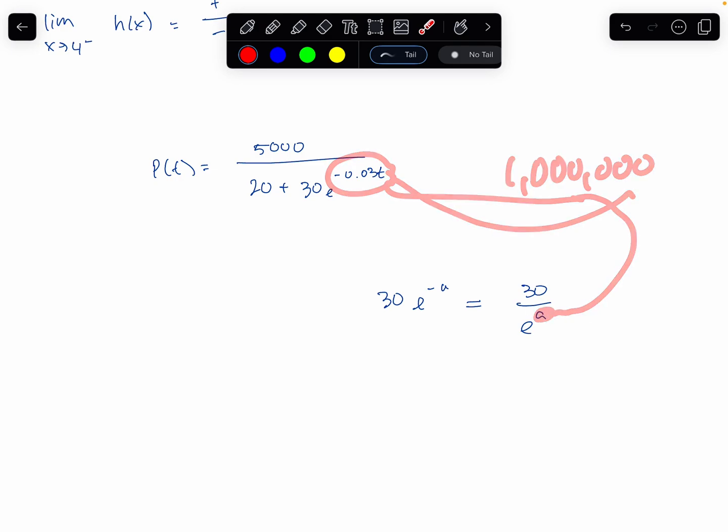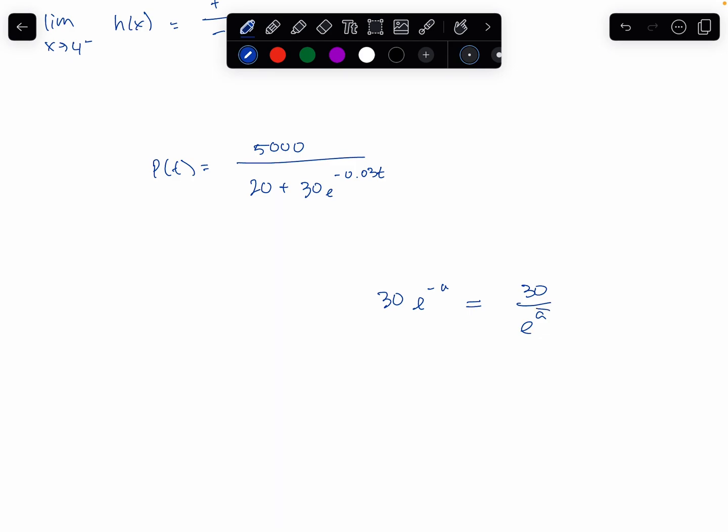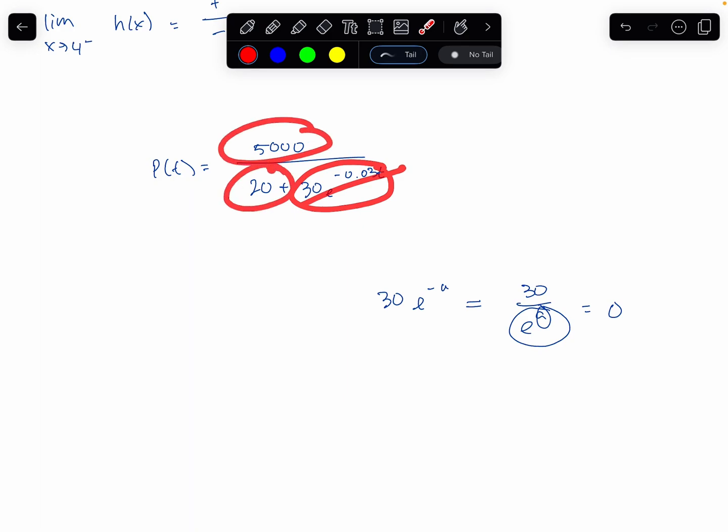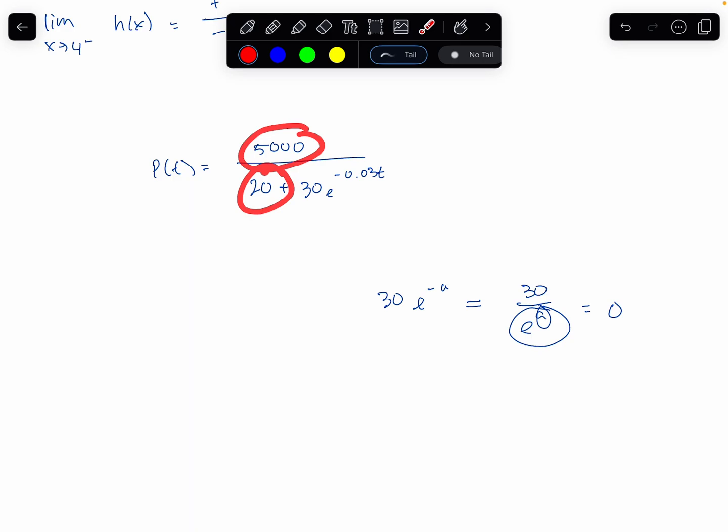Now, if I have an infinitely large number on my denominator and a constant in my numerator, this thing is just going to go to 0. So this will just be equal to 0 if this gets larger and larger and larger. So that means that this expression right here is going to become 0, right? And these are constant. These are always going to stay the same. So that should be what we get.